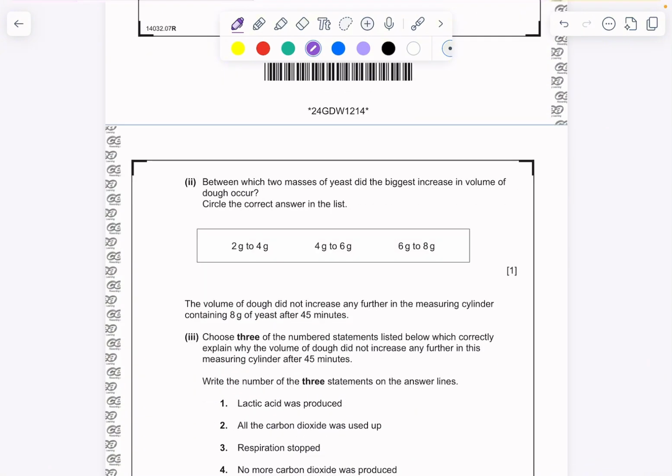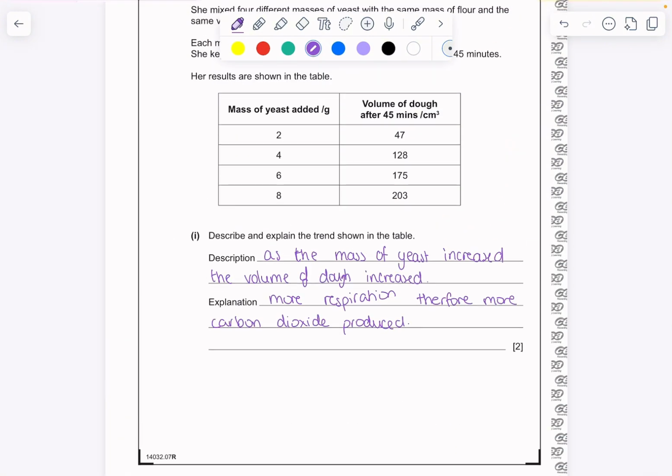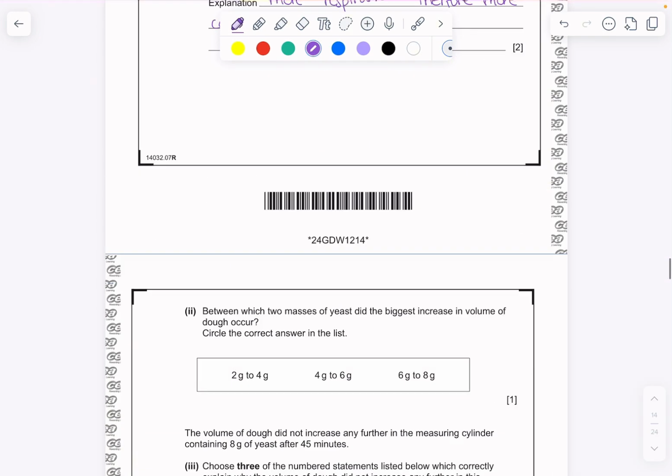Between which 2 masses of yeast did the biggest increase in volume of dough occur? So you're going to have to start working these out. We go back up here, we can see the jump from 47 to 128: 128 take away 47 gives me 81, so the jump here is 81. From 128 to 175, the jump here is 47. From 175 to 203, the jump is 28. So automatically you can see here it's between 2 and 4 grams.